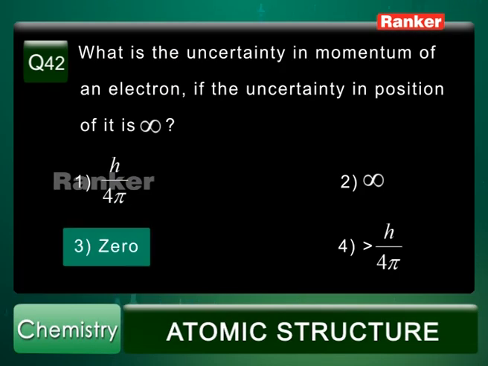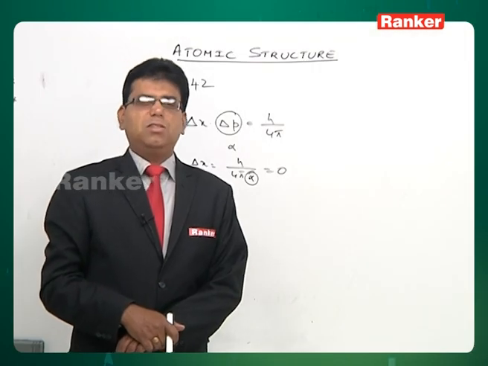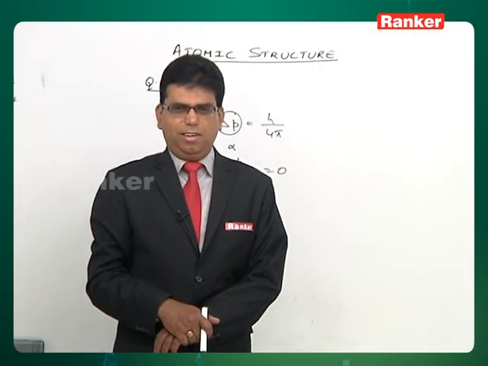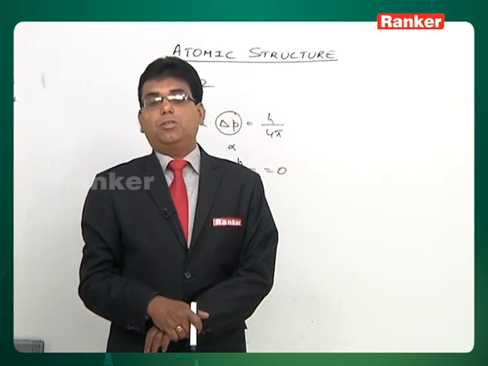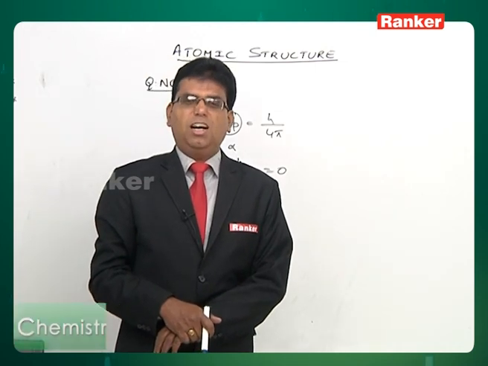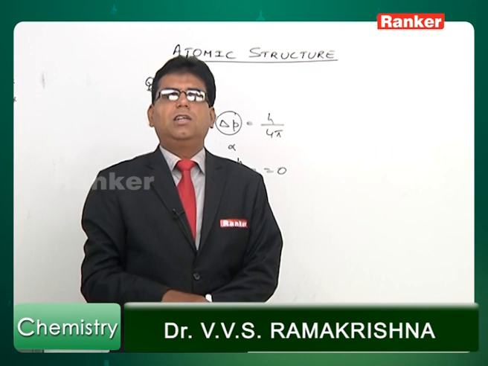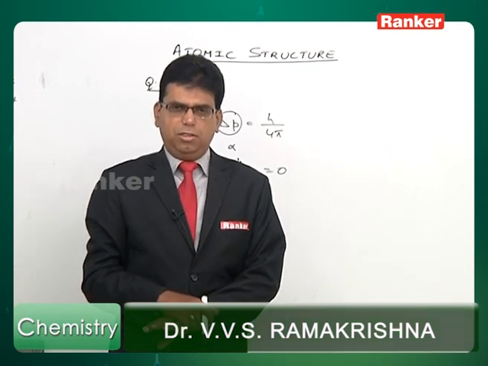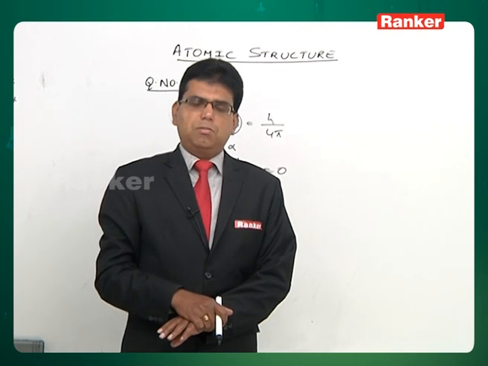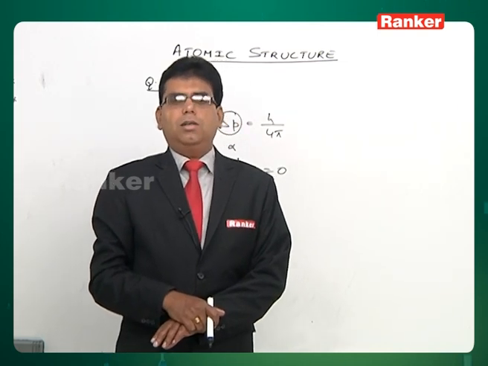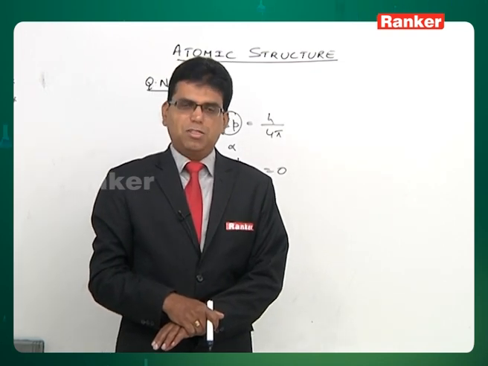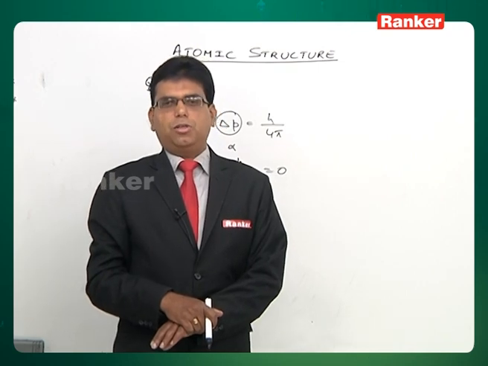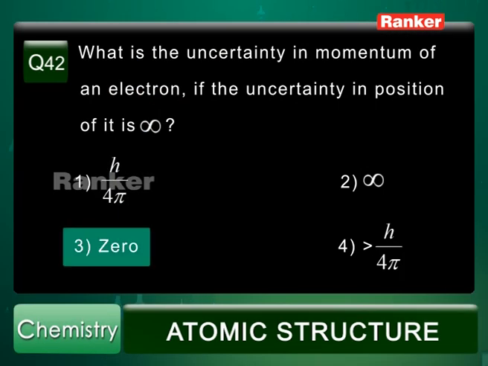So the correct answer is option 3. That means the position can be determined exactly. When you determine the position exactly, the value we get for momentum is highly inaccurate, infinity in inaccuracy. Similarly, if the uncertainty in position is infinity, then the uncertainty in momentum will be 0. So if one is 0, the other one will be infinity. So again, I'll repeat, the answer is option 3.